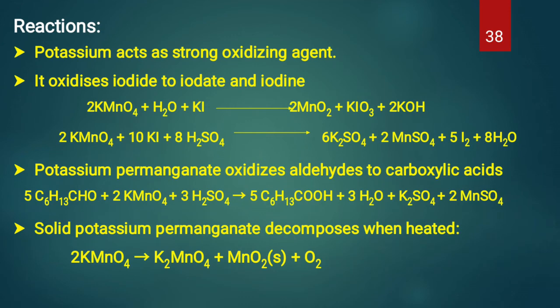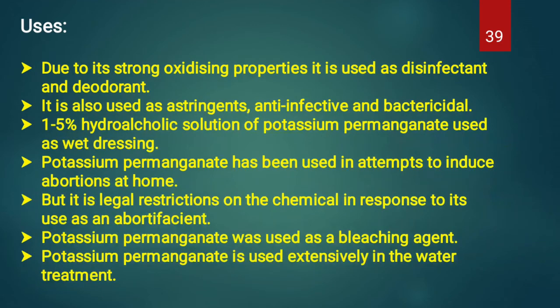Solid potassium permanganate decomposes when heated. Potassium permanganate decomposes into manganese oxide and potassium manganate with the evolution of oxygen. Uses. Due to its strong oxidizing properties, it is used as a disinfectant and deodorant. It is also used as an astringent and as an anti-infective agent as well as a bactericidal agent to kill bacteria. A 1 to 5% hydroalcoholic solution of potassium permanganate is used as wet dressing.